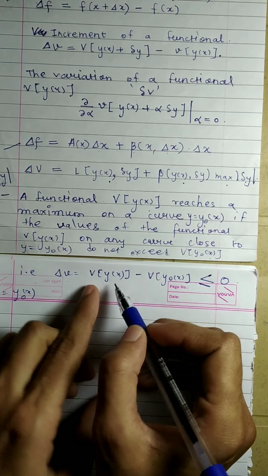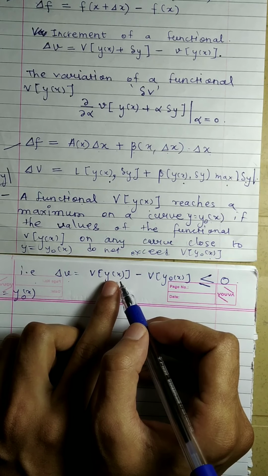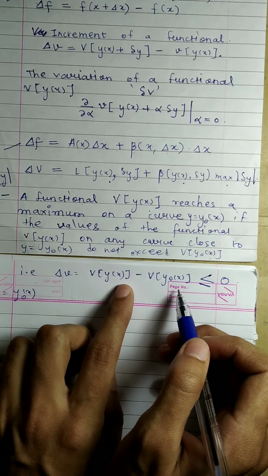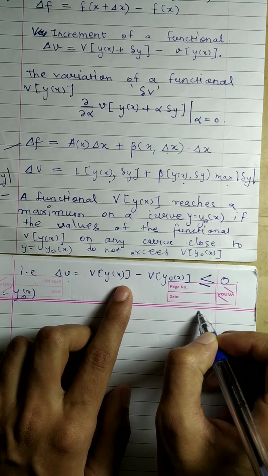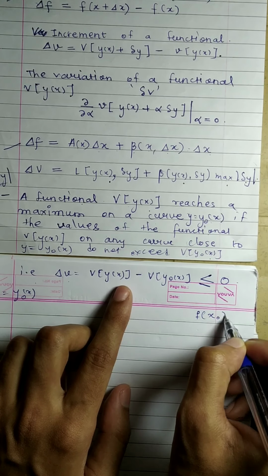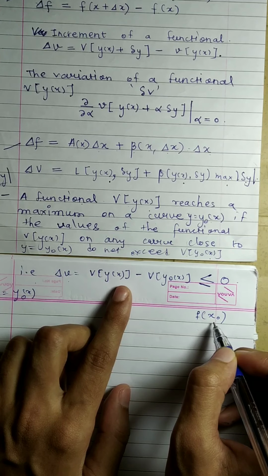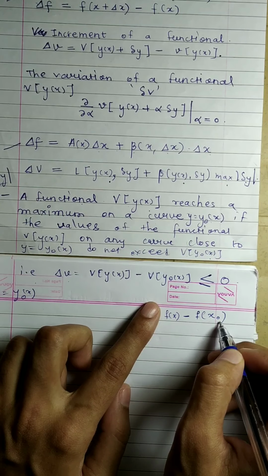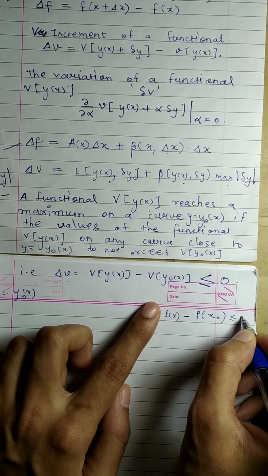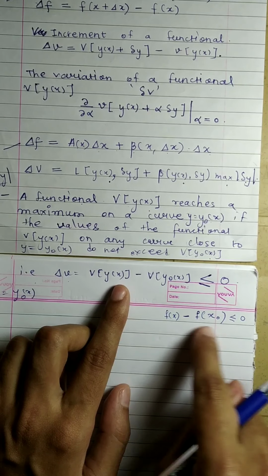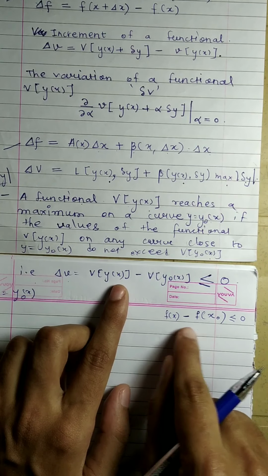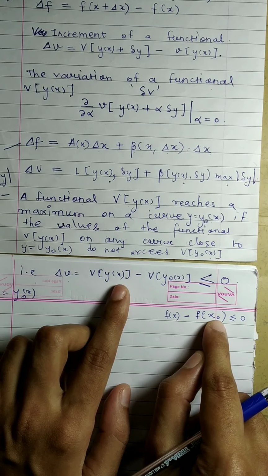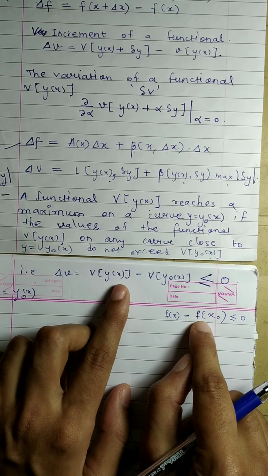And this y of x is taken from all those y of x which are close to y naught of x. You can relate it to one variable. When do we say that the function f of x attains the maximum at the point x naught? If f of x minus f of x naught is less than or equal to 0, I am not taking modulus here, then we say that at the point x naught the function f has the maximum.